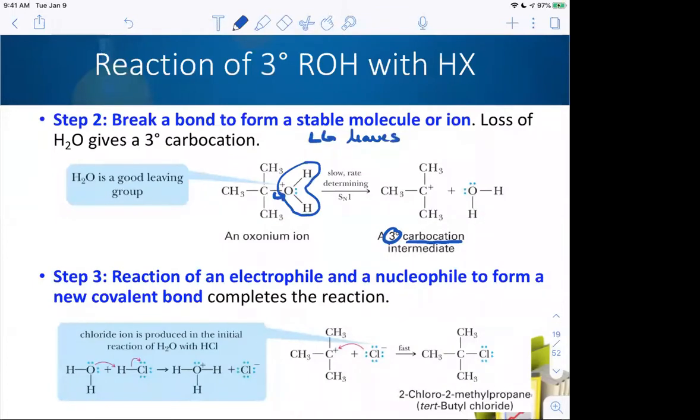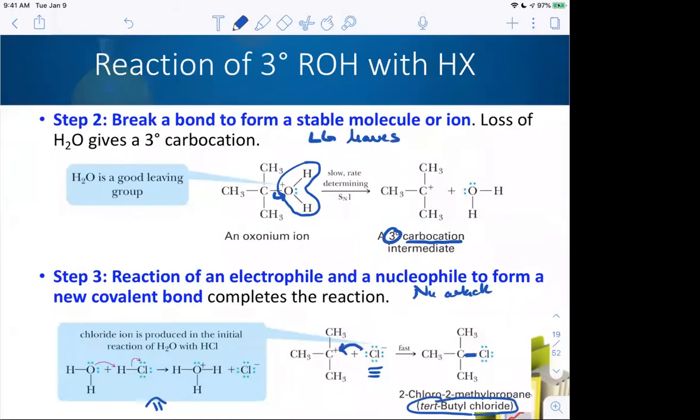The third step then is the reaction of an electrophile and a nucleophile to form a new covalent bond, or a nucleophilic attack, because my Cl minus, which was present based on this reaction I alluded to before, is now coming in to form that new covalent bond. My Cl has replaced my OH, and what I ended up with is tert-butyl chloride, or 2-chloro-2-methylpropane. It's actually a lot easier to call it tert-butyl chloride in these conditions.